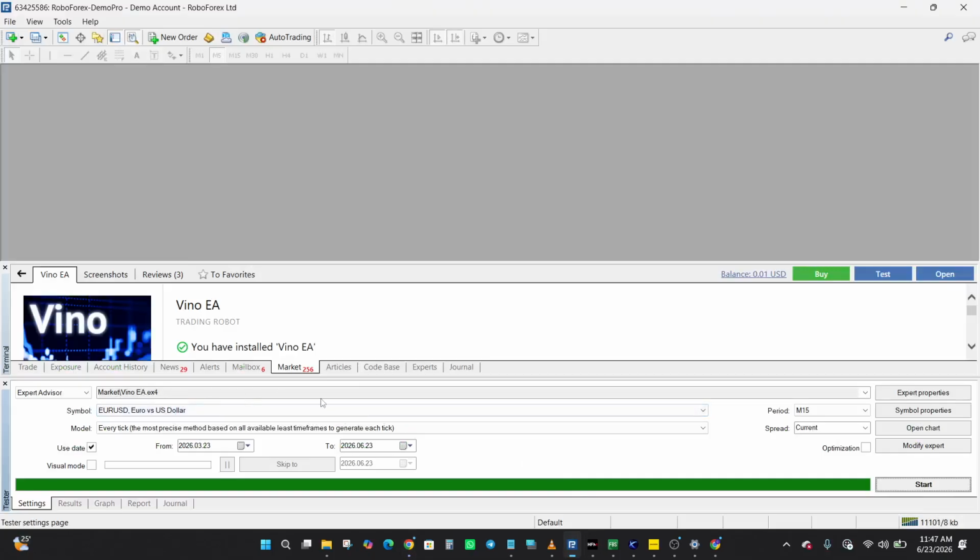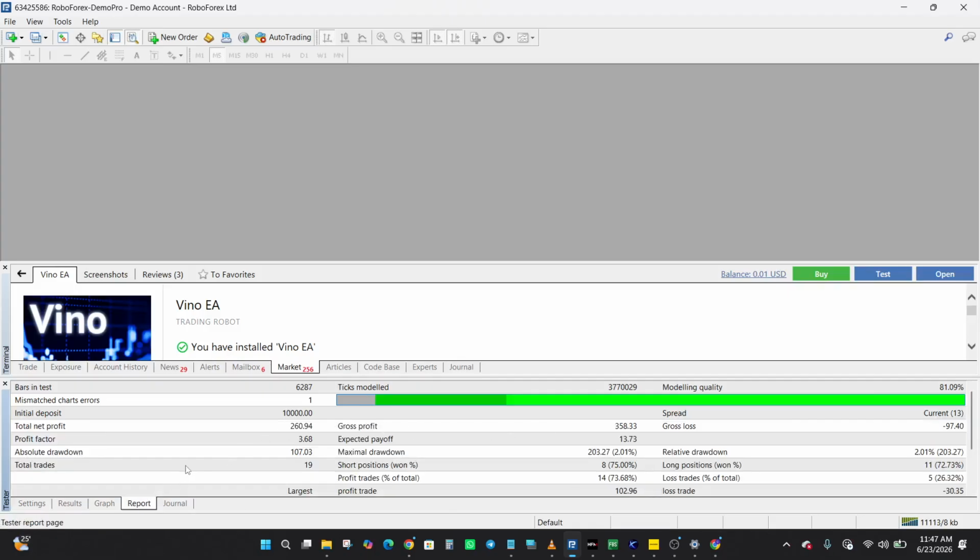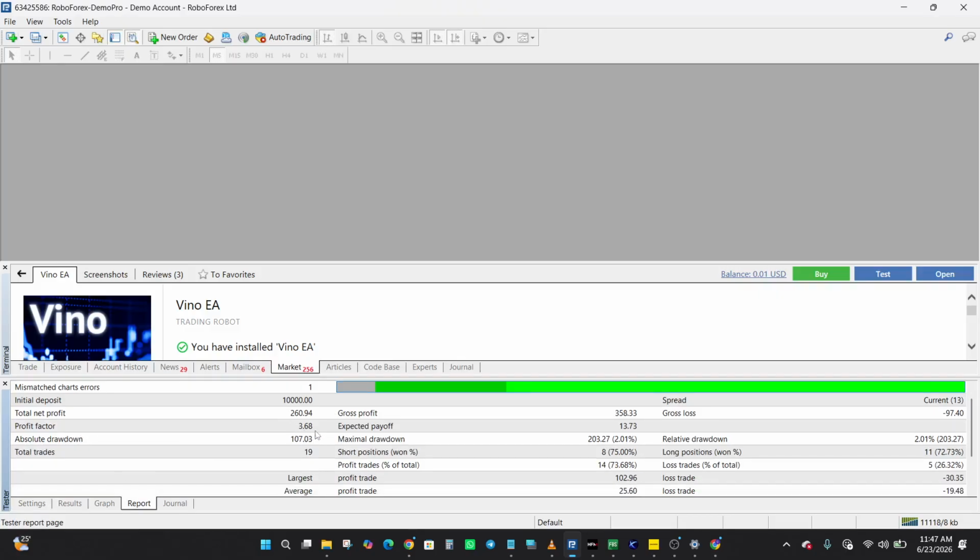Let's see how the Vino EA performed on Euro USD on the M15 time frame as recommended, using the every tick modeling, and we are testing over the past 3 months, 23rd March to 23rd June 2026. From an initial deposit of $10,000, the total net profit was 260.94. Total trades taken were 19, out of which 14 were profitable, giving us a 73.68% win rate.